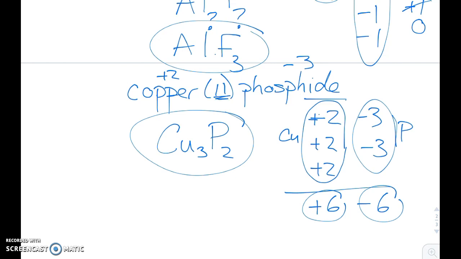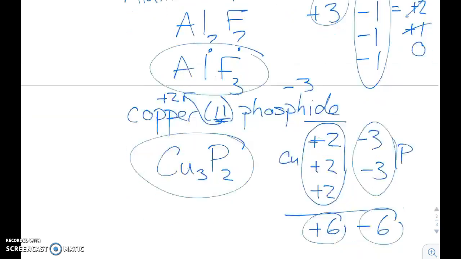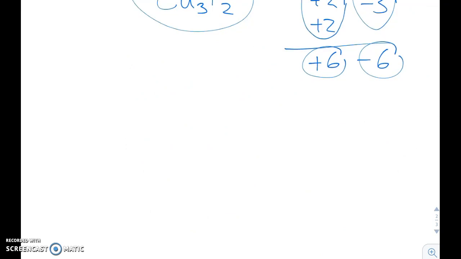Remember that the 2 here tells you the charge. It does not tell you the number of coppers. Okay, we still have to balance charges to do that. And I think, let's do one with a polyatomic. So if I did one with a polyatomic where I gave you the name, let's do zinc cyanide.